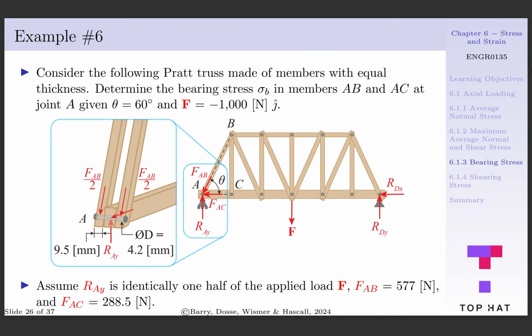Let's consider the following Pratt truss, made of members of equal thickness, and determine the bearing stress in members AB and AC at joint A, given theta is equal to 60 degrees and the force acting downward on the center of the bridge is equal to minus 1,000 newtons in the y direction. We'll learn how to find these forces in later lectures, but for now we'll assume RAY is 1/2 the applied load F, FAB is equal to 577 newtons, and FAC is equal to 288.5 newtons.